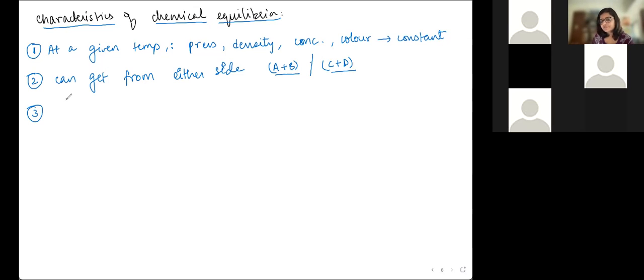Next, again, this is very specific to chemical equilibrium, the effect of catalyst. If you use a catalyst in the reaction, the equilibrium is not affected, just that it is achieved faster.